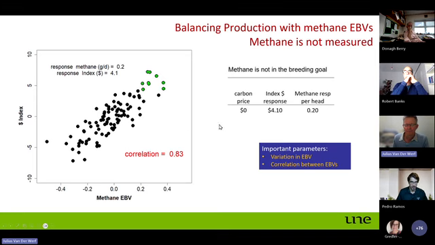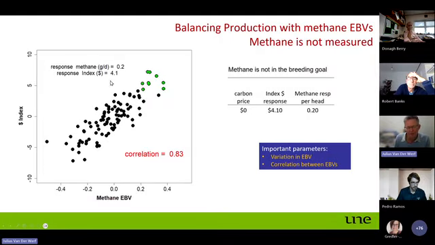So it's similar if you then selected for it, this is what you'll find. What's important here, in selection index and in selection in general, is the variance and the covariance between the EBVs that you deal with, and you can show it in a picture if you have two traits. If you have more information on methane, you would get more variation, so it would be more spread out, but it also would be less correlated to the index.